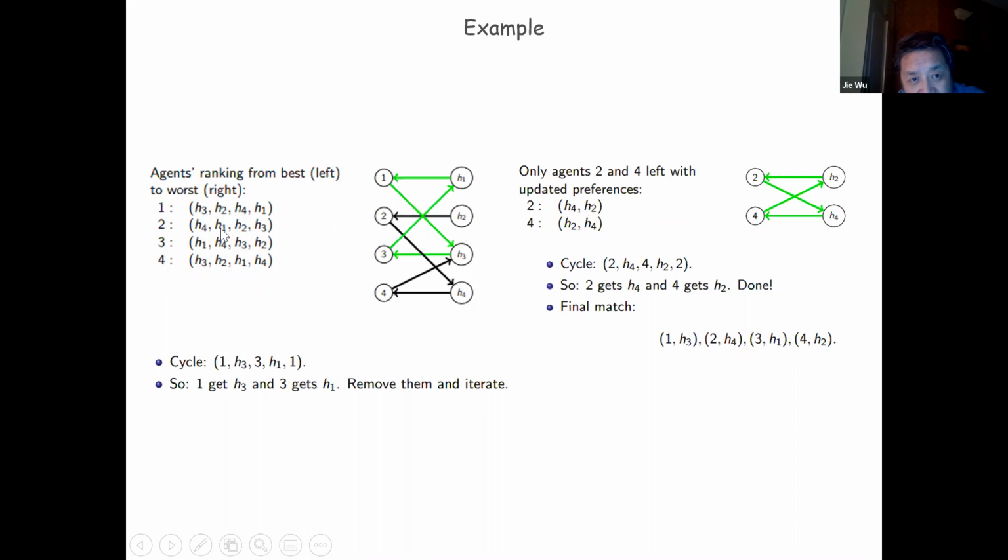Although for 2, 4 is still number 1, that's great. For 4, her preference number 3 is already gone, no longer available, so she can only settle for number 2. So you repeat the same process, you form another loop. Okay, then it's done. Now I'll ask you to prove that one. Why is this Pareto optimal?